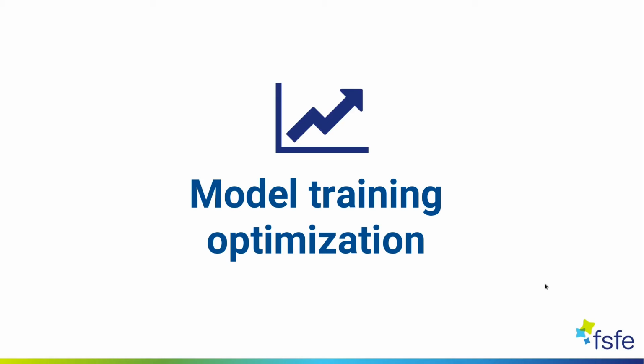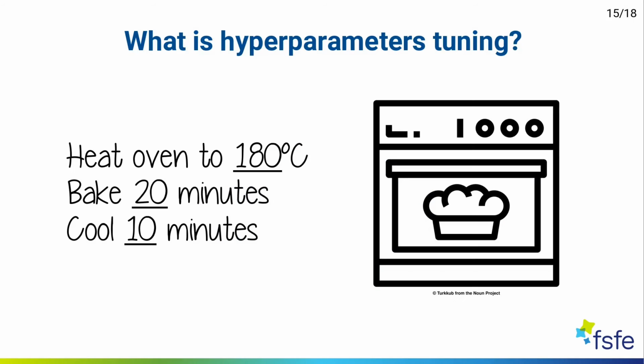The third part of my talk is about model training optimization. Model training optimization means optimizing the way the model is going to be trained. This is done by a process called hyperparameters tuning. So what is hyperparameters tuning? To explain this, I'm going to make an analogy with cake baking.